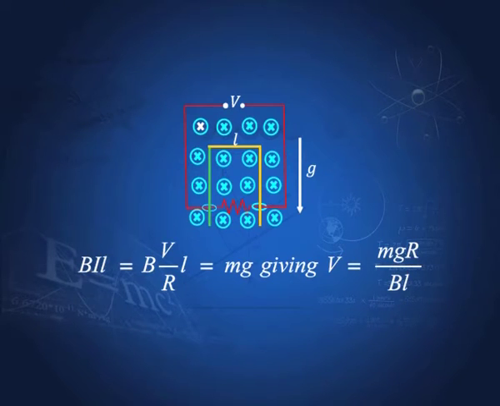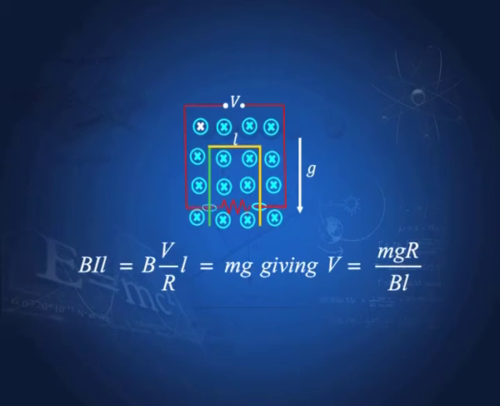However, if I pass a current through this, then B times I times L will give me the force, I L cross B, that is the force which acts on this wire. All that I have to do is to make this force in the direction upwards, so that it cancels G and this movable rod stays where it is.